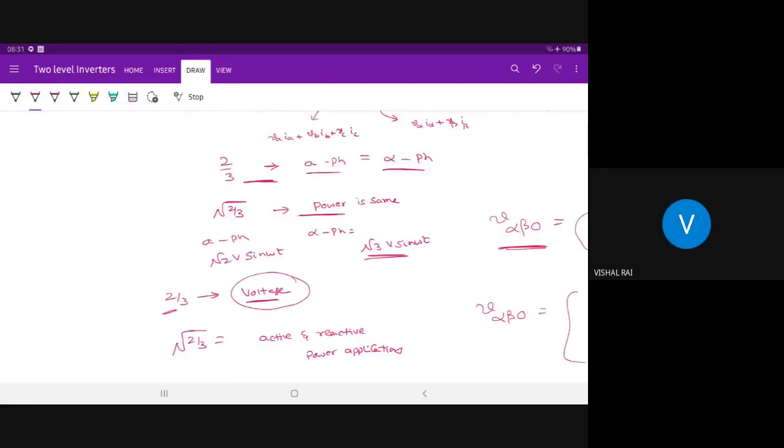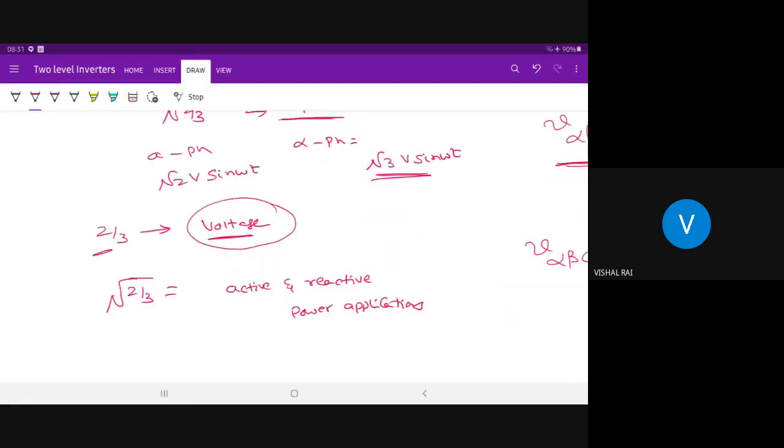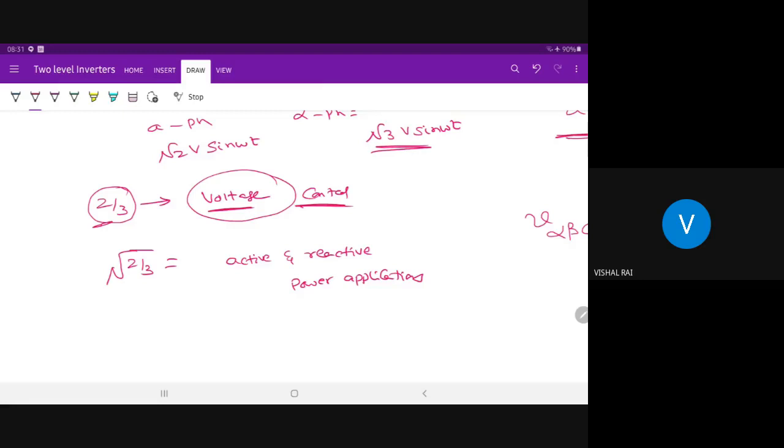Sir, where are we choosing 2 by 3 and root 2 by 3, out of that matrix of V alpha 0? See, all these transformations we use in different applications. If your application insists on controlling the voltage, you have to choose 2 by 3. If you have an application of controlling the active and reactive power, we have to choose root 2 by 3. So we choose root 2 by 3 also in the matrix, sir, V alpha 0.